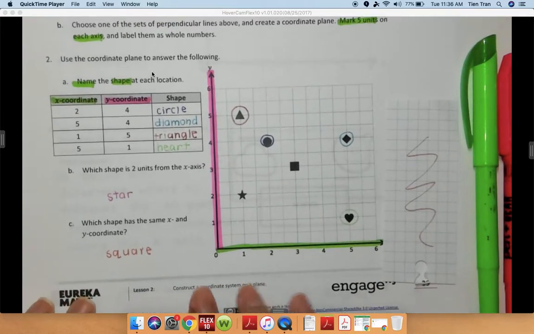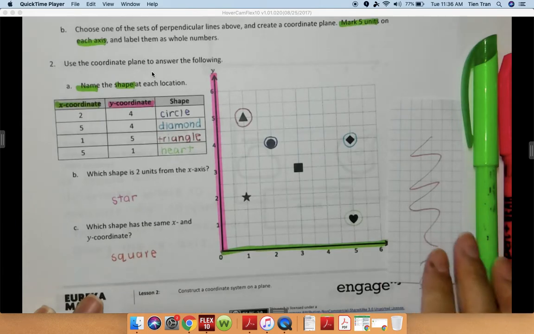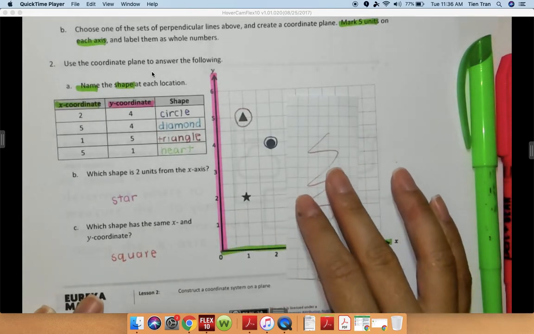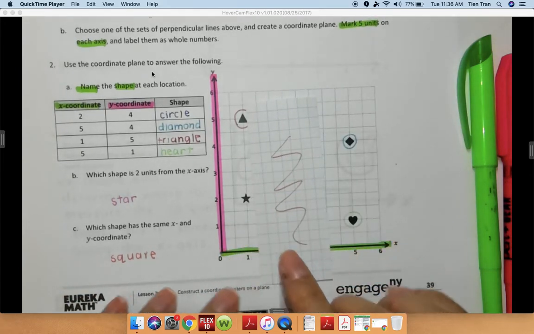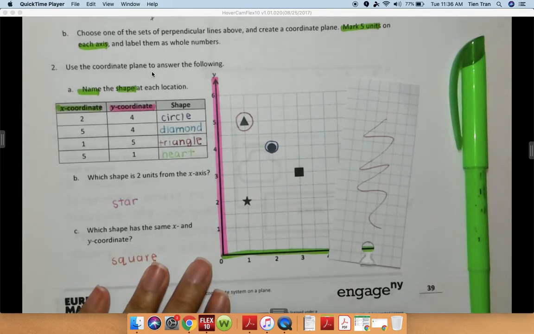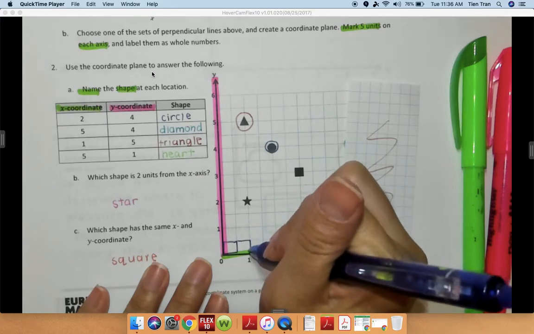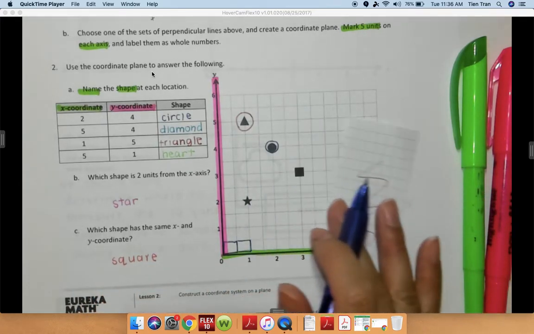Now, for problem B, it asks you which shape is 2 units from the x-axis. So 2 units over is going to be 1, 2. Oh, sorry, 2 units right here. 1, 2. So they're counting these little squares right here. This is 1 unit, and this is 2 units.